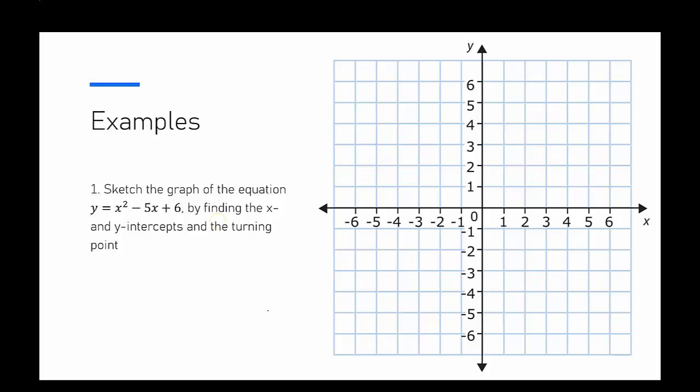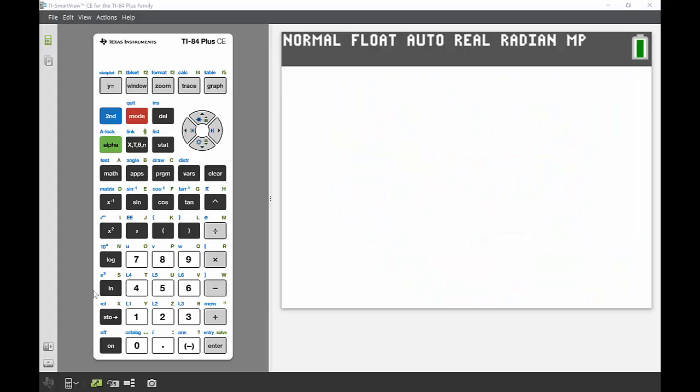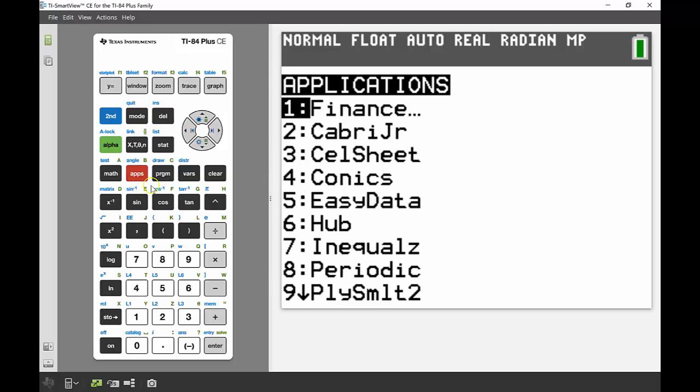So our first example, we're focusing in on sketching the graph of a quadratic equation, and we're going to do that by finding the x and the y-intercepts and also the turning point. Firstly, we access the app by going to the apps key just below the x on your calculator. And then Polysimul2 is number 9, so it stands for polynomial and simultaneous.